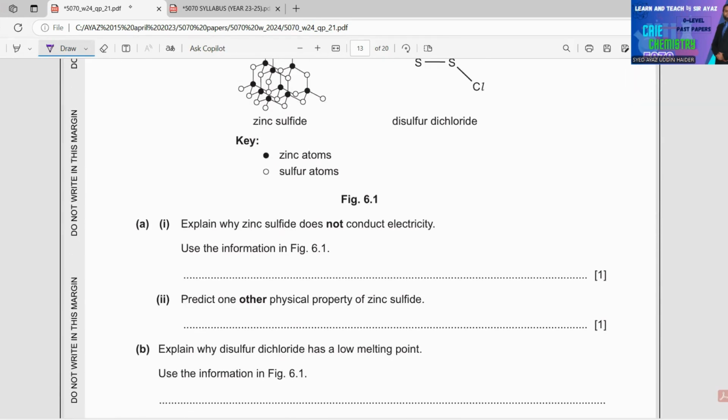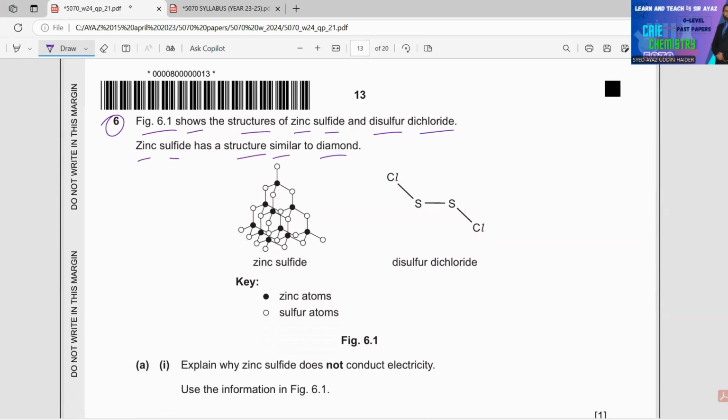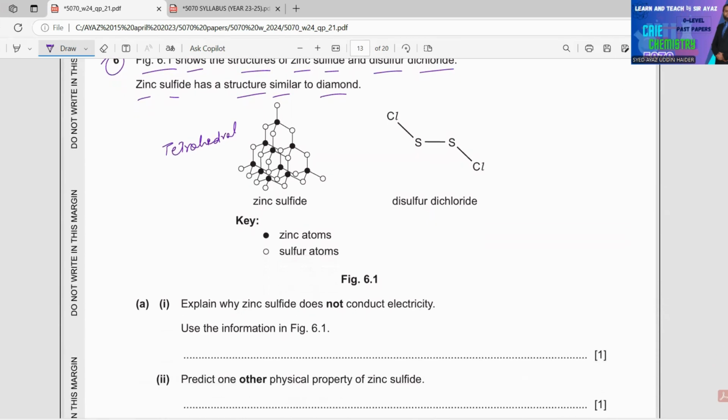Moving to the next question, which is question number 6. Figure 6.1 shows the structures of zinc sulfide and disulfur dichloride. Zinc sulfide has a structure similar to diamond. It's tetrahedral. Diamond also has a tetrahedral arrangement. The only difference is that diamond is an allotrope of carbon, which means it contains only carbon. In this case, you have zinc and sulfur atoms. A1, explain why zinc sulfide does not conduct electricity. Use the information in figure 6.1.